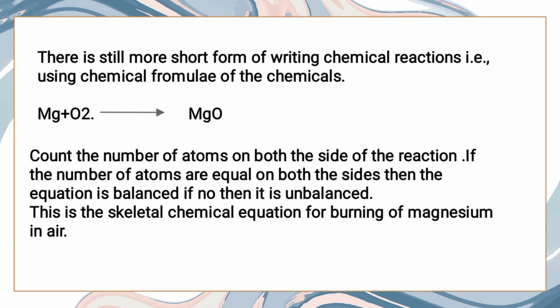Balancing the equation is also very important, and that we'll be studying in the next class. So for today, remember that we have studied about chemical reactions. What happens in a chemical reaction? When a chemical reaction takes place, there is a change in the initial nature of the substance, either a change in the state, change in the color, change in the temperature, or evolution of gas.